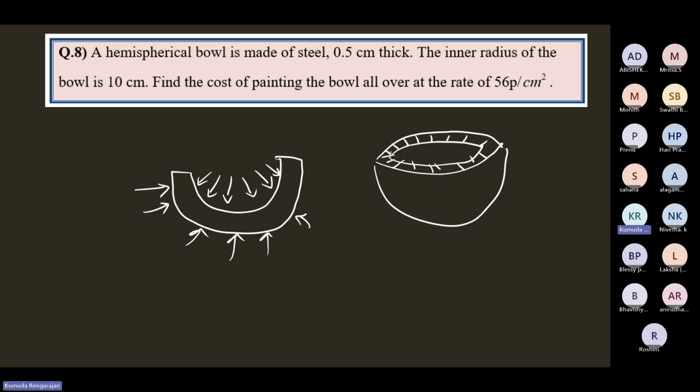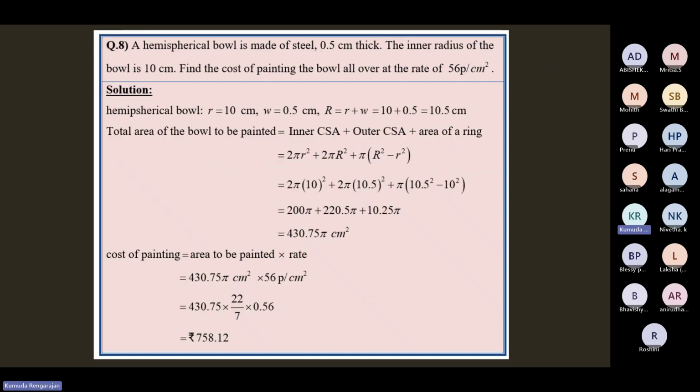Three surfaces. So the CSA formula is 2 pi r square for a hemisphere. For a hemisphere, CSA formula is 2 pi r square. So 2 pi small r square for inner CSA, 2 pi capital R square for outer CSA. Then the area of the ring on the top is pi times capital R square minus small r square.